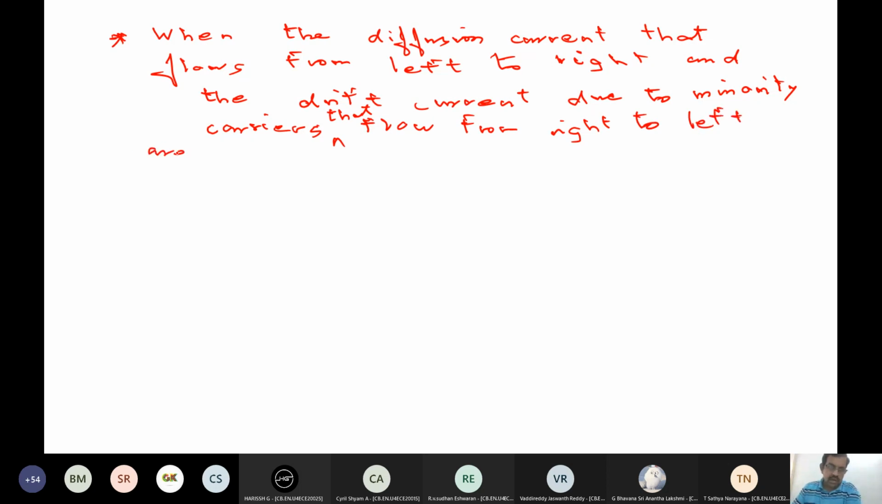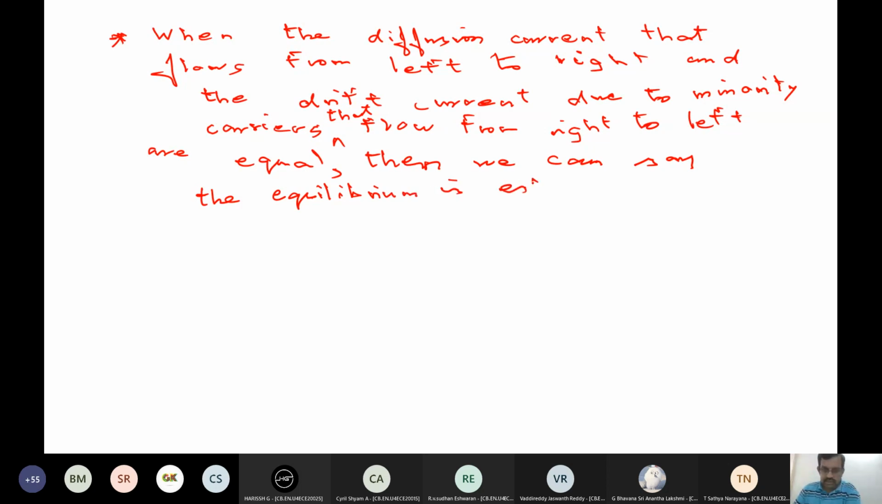When they are equal, then we can say the equilibrium is established. You see here.